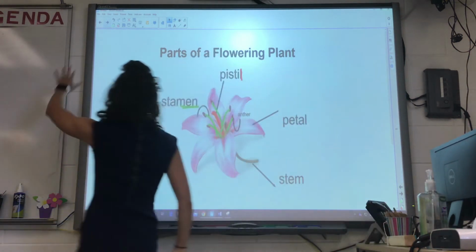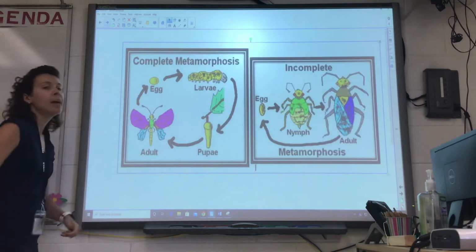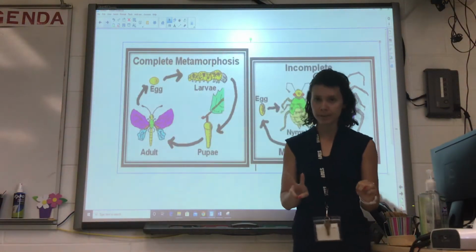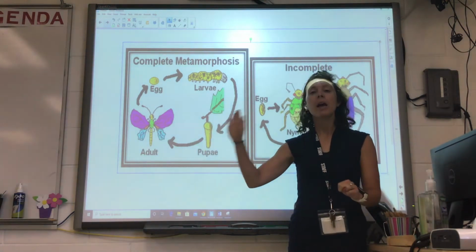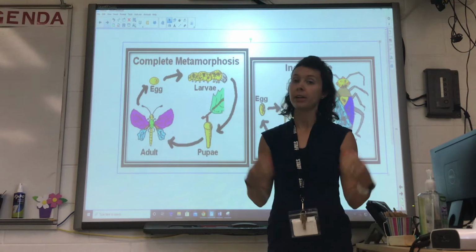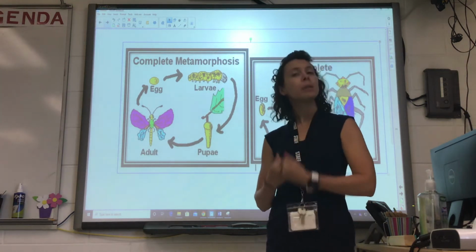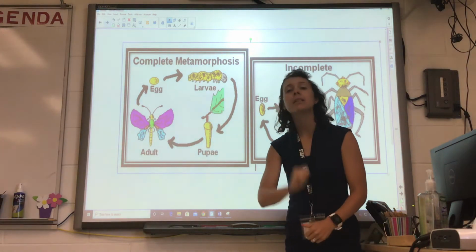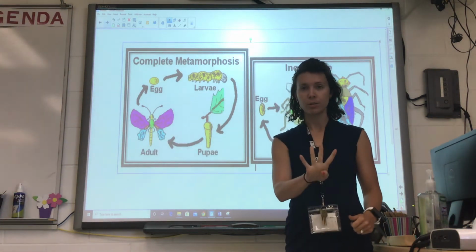We are going to go to our next slide, and we're going to go over metamorphosis. There are two types of metamorphosis, right? We have our complete and we have incomplete. In order to have complete, we talked about having a complete dollar. If you want a complete dollar, you need 4 quarters. So complete metamorphosis has 4 stages, okay?